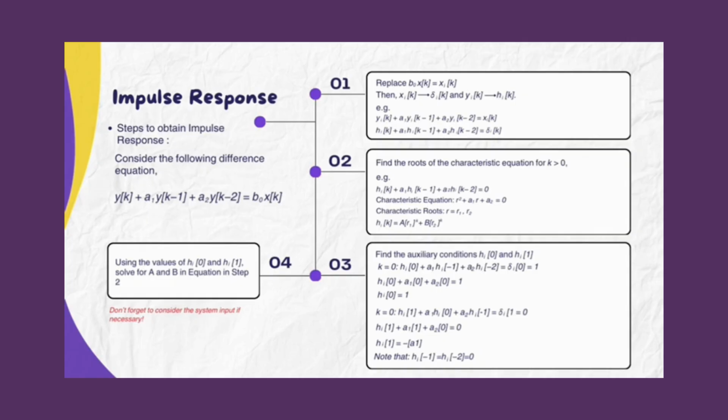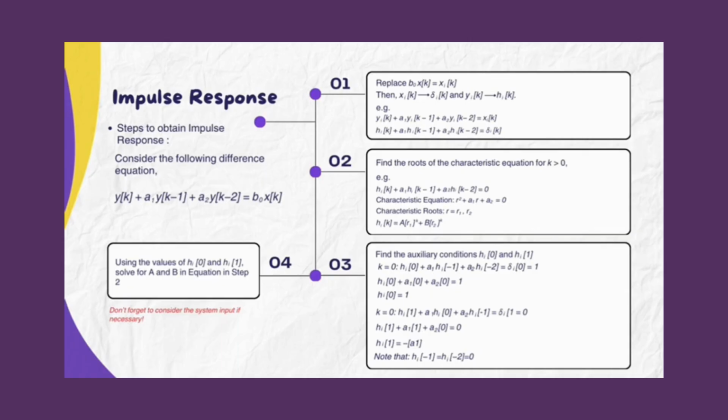Step 2, solve the characteristic equation. Now we solve the homogeneous part of the equation when k is greater than 0. That means we set the right side to 0 and solve. h sub I of k plus a1 times h sub I of k minus 1 plus a2 times h sub I of k minus 2 equals 0. The characteristic equation is, r squared plus a1 times r plus a2 equals 0. From that, we find the roots, r1 and r2. Then the general solution is, h sub I of k equals A times r1 to the power of k plus B times r2 to the power of k.